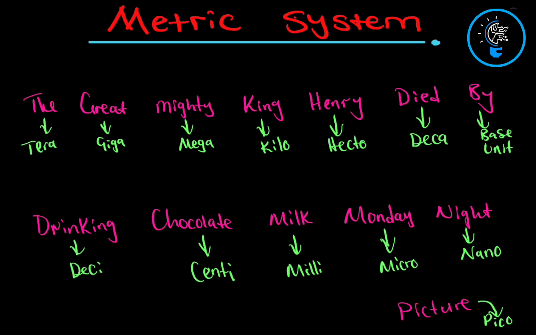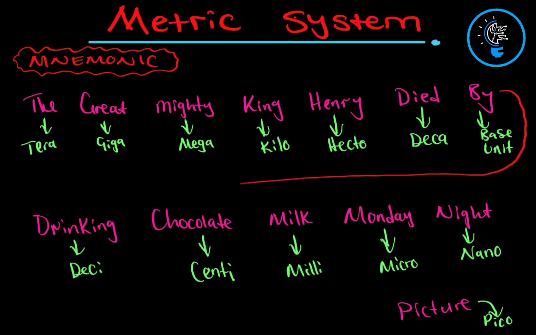Here is a simple mnemonic that you need to memorize. It begins with: the great might King Henry died by drinking.